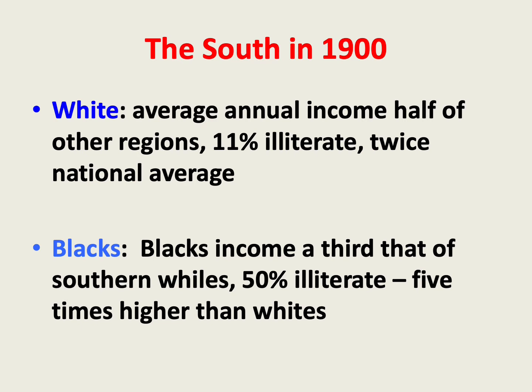Now for blacks, it's much, much worse. Black income in the South was about a third the income of Southern whites. And remember, Southern whites are relatively poor compared to the rest of the country. And a whopping 50%, about half of the blacks, are illiterate, and that's 5 times higher than the rate for whites in the South.